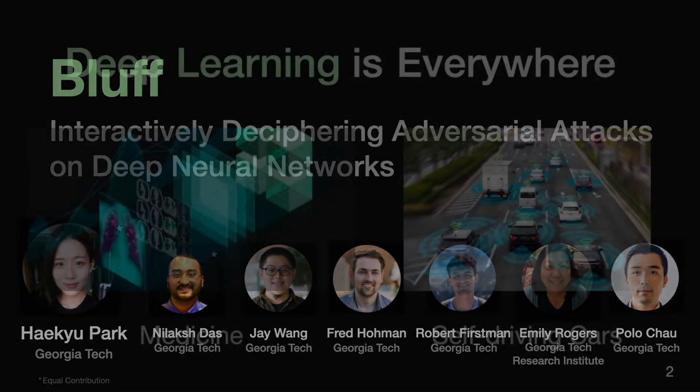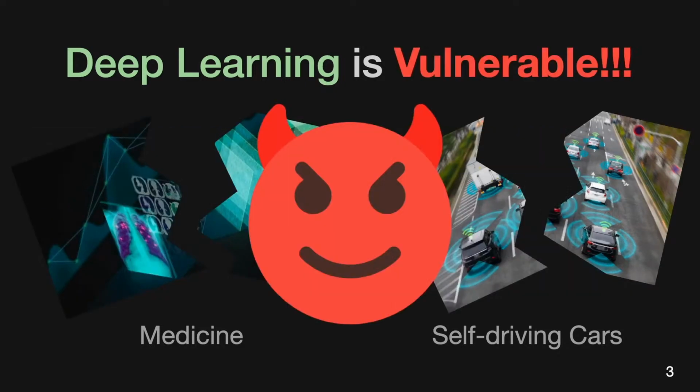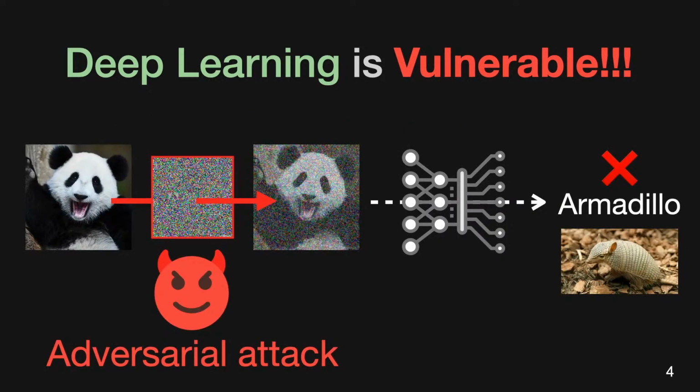Deep learning is now commonly used in many domains. For example, in the medical field, deep learning models can estimate the treatment effects on patients. On the road, we can see self-driving cars using computer vision technologies. However, deep learning models are vulnerable to adversarial attacks. An adversarial attack applies carefully crafted perturbations on data inputs and fools a model into making incorrect predictions.